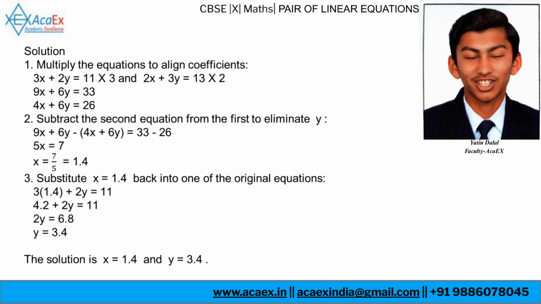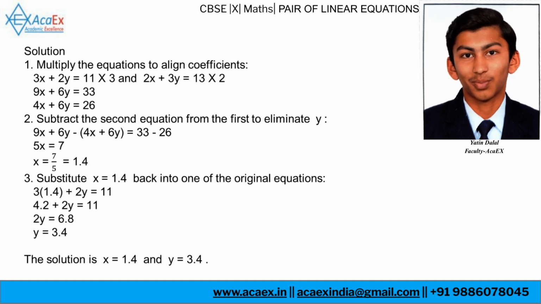Example: elimination method. Let's solve 3x plus 2y equals 11 and 2x plus 3y equals 13. Multiply the first equation by 3 and the second by 2. This gives us 9x plus 6y equals 33, and 4x plus 6y equals 26. Subtract the second new equation from the first to eliminate y. This gives 5x equals 7, so x equals 1.4.